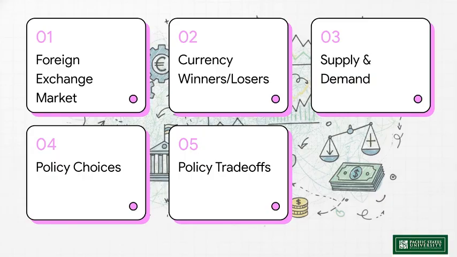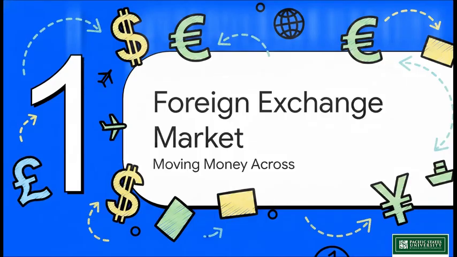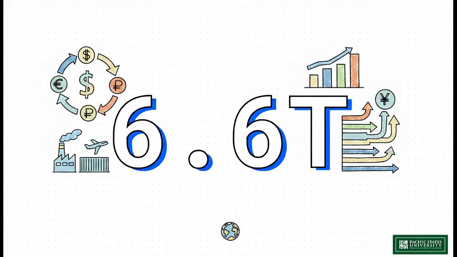Let's jump right in. Section 1, the foreign exchange market, and how we actually move money across borders. To really grasp the foreign exchange market, we first need to understand the sheer scale of it. I want you to just think about this number for a second. $6.6 trillion. We are talking about a staggering $6.6 trillion worth of currency exchanges occurring globally every single day. That is an almost unfathomable amount of money.